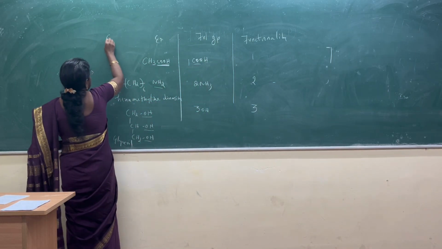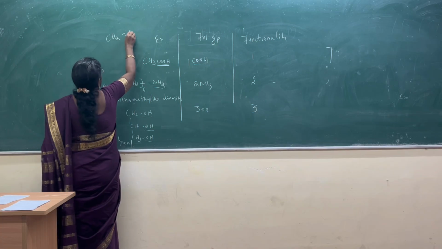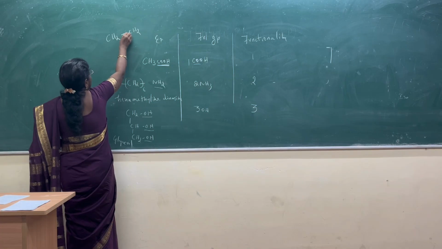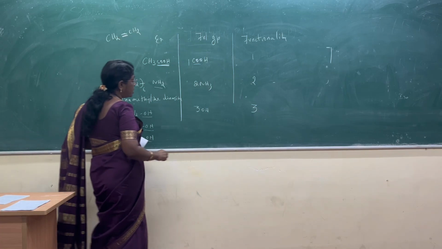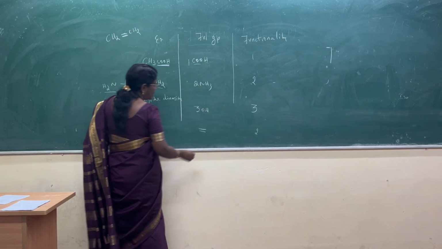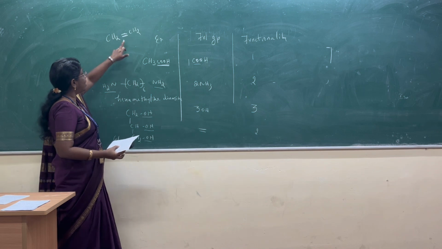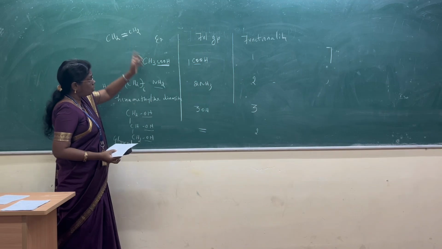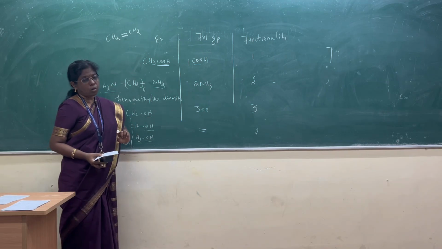Another example, CH2=CH2. There are 2 reactive sites on that double bond. The reactive site is the double bond, so there are 2 reactive sites. So functionality is 2.